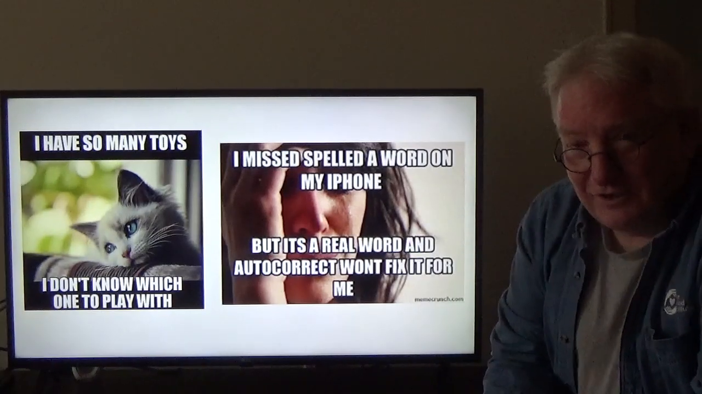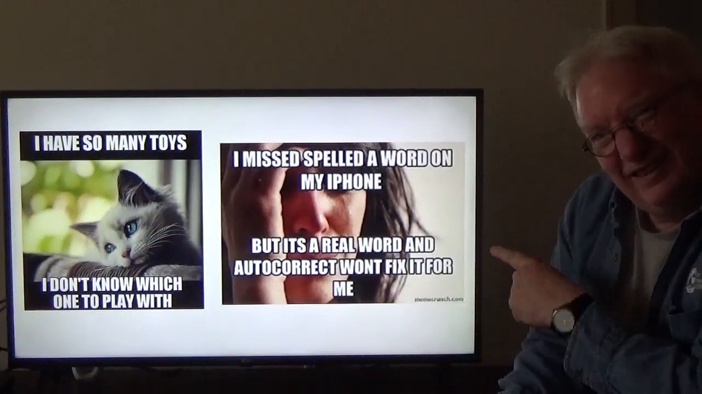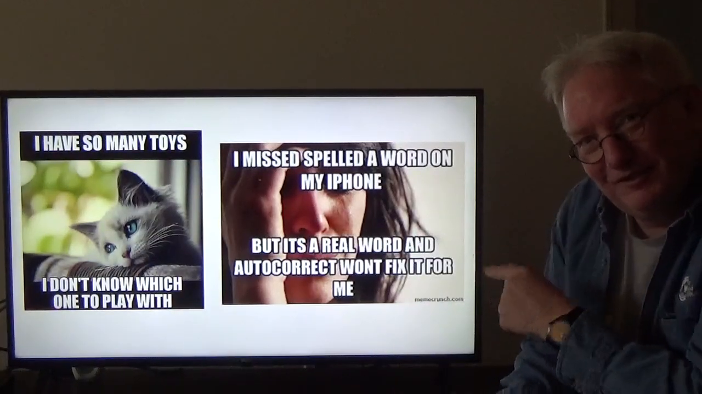I like that because there's actually two misspellings in the two misspellings in the.